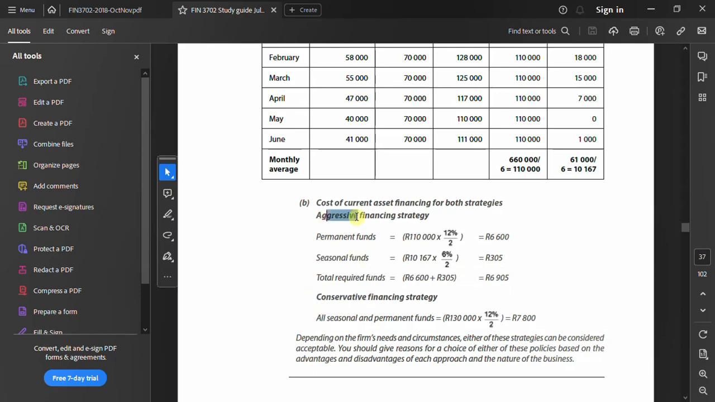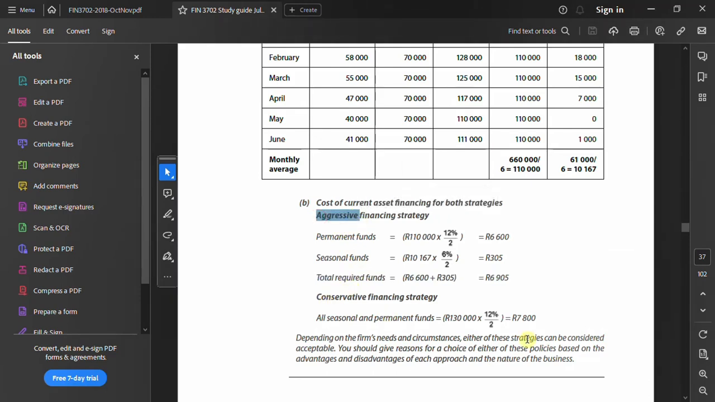So if you're looking at the aggressive financing strategy, aggressive means raise capital. The permanent needs will be raised using long-term financing. The seasonal needs will be raised using short-term financing. In this question, the short-term financing was 6%, long-term financing was 12%.